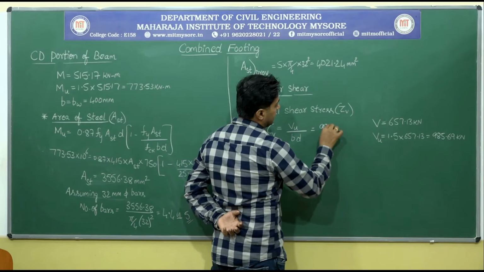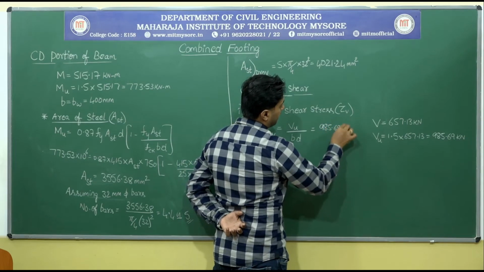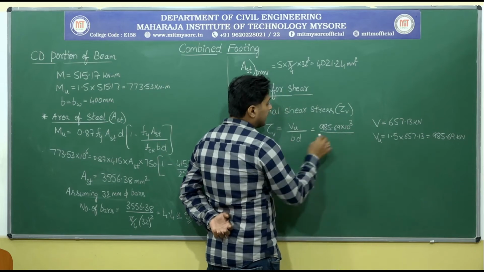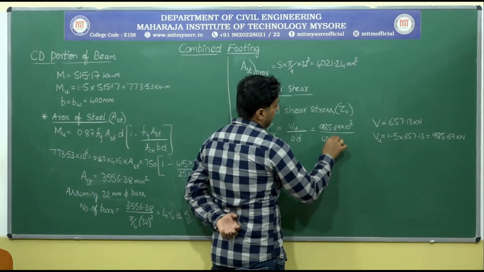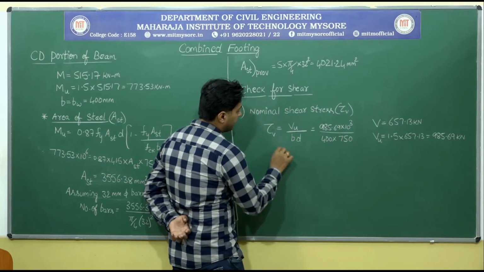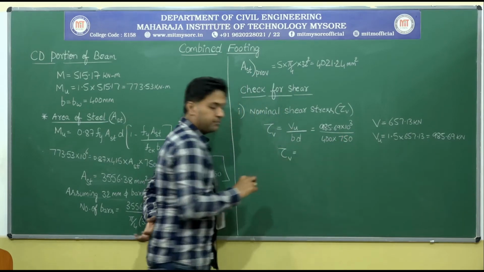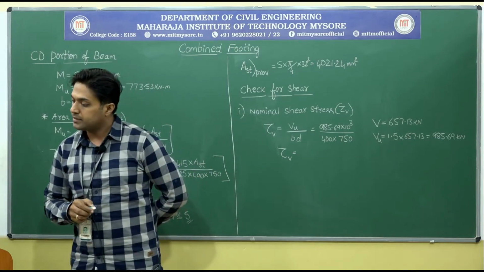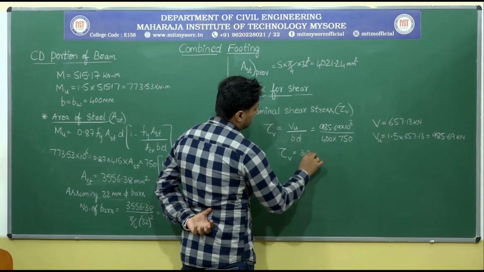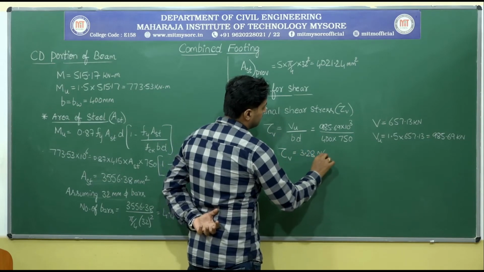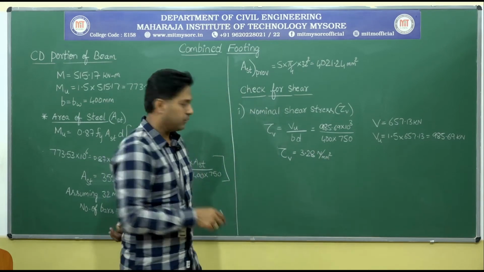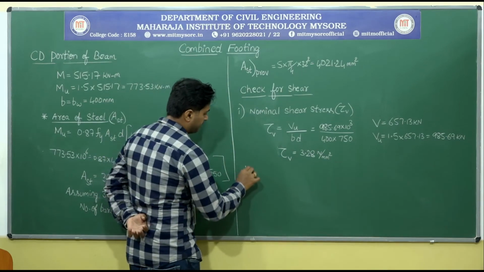So this value I will be substituting over here. It's 985.69 into, converting that into Newton, 10 power 3, divided by the breadth, which is 400, and the effective depth, which is 750. So what is the value of tau V that we get here? The value of tau V is 3.28 Newton per mm square.